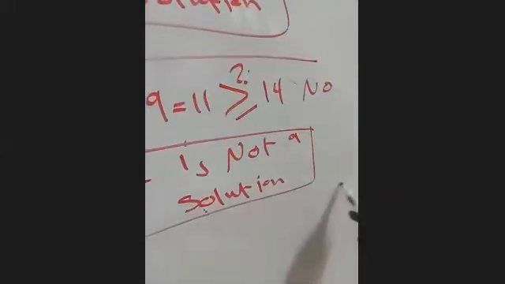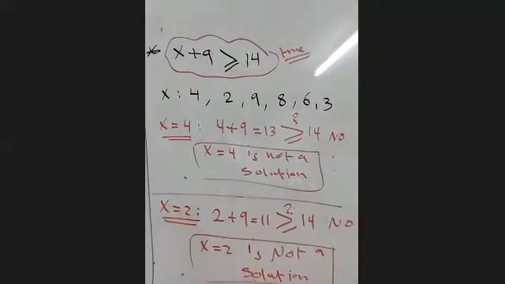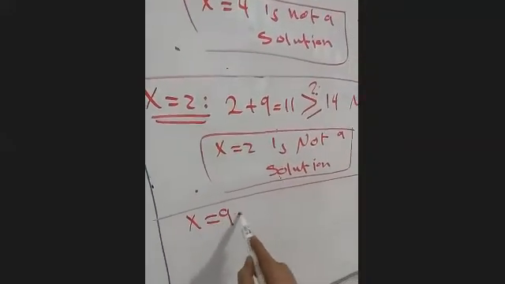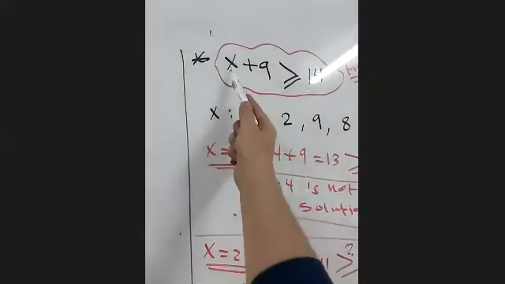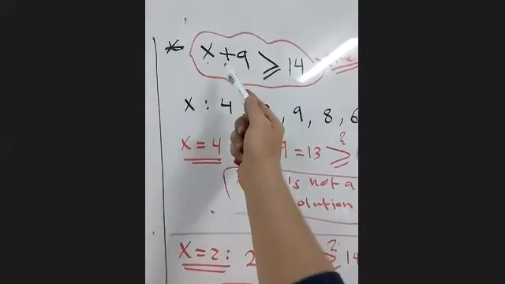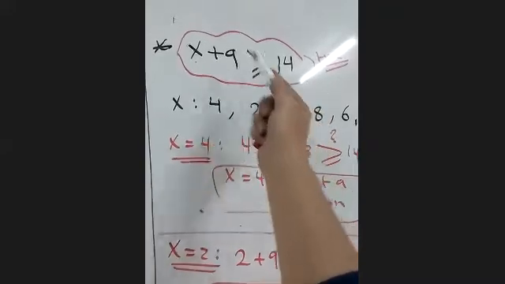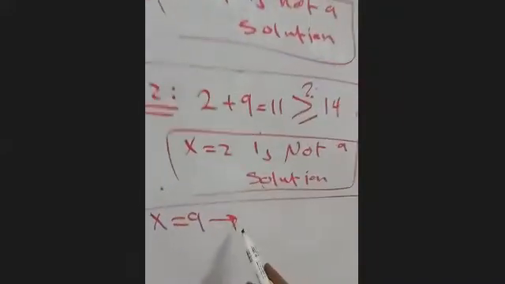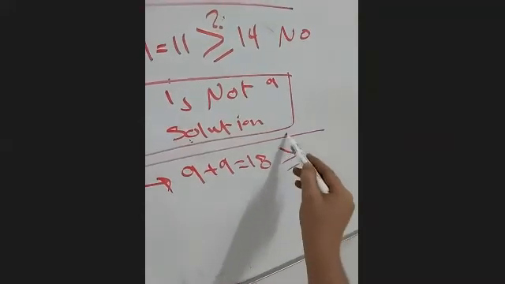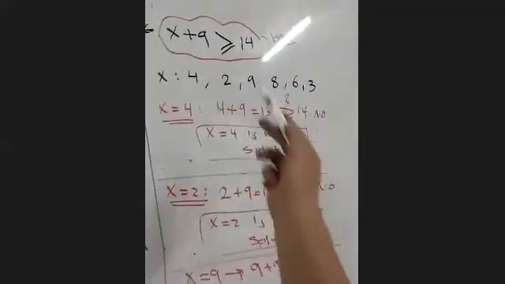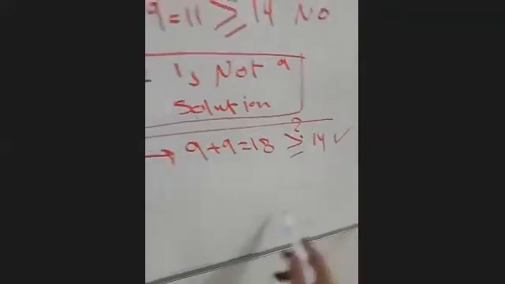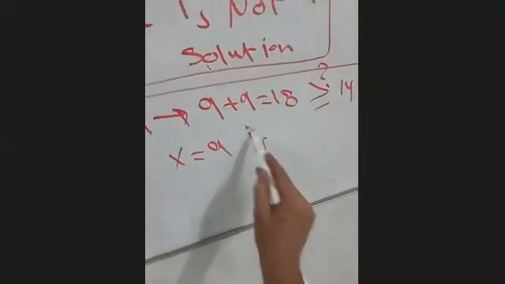Right. Let's check the third number, which is 9. Replace x by 9. If x equals 9, what will this be? 9 plus 9, 18. Is 18 more than or equal to 14? Yes, 18 is more than 14. So if x equals 9, 9 plus 9 is 18. Ask yourself a question: is 18 more than or equal to 14? Yes.